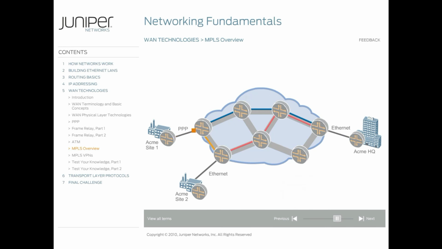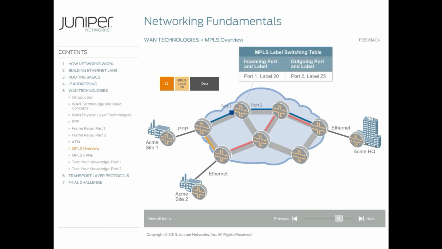Here we see that an LER has received data from Acme Site 1. The LER strips the Layer 2 frame and inspects the IP header to determine which label to assign. After adding, or pushing, an MPLS label on a packet, the LER encapsulates the labeled packet in the appropriate Layer 2 frame and forwards the labeled packet along the associated LSP. Each LSR in the path makes a forwarding decision based solely on the contents of the label. The LSR strips off the Layer 2 frame, performs a lookup using the MPLS label, removes, or pops, the old label, and puts on, or pushes, a new one, telling the next hop how to forward the labeled packet.